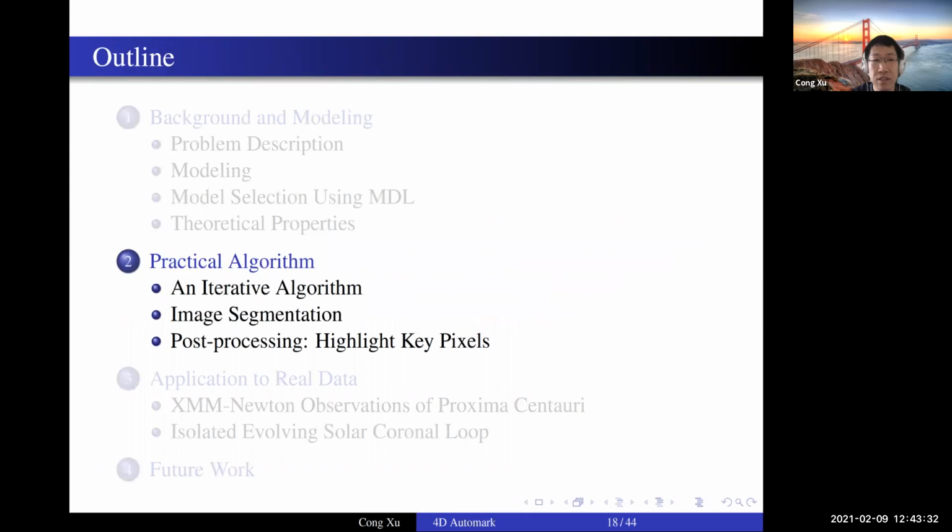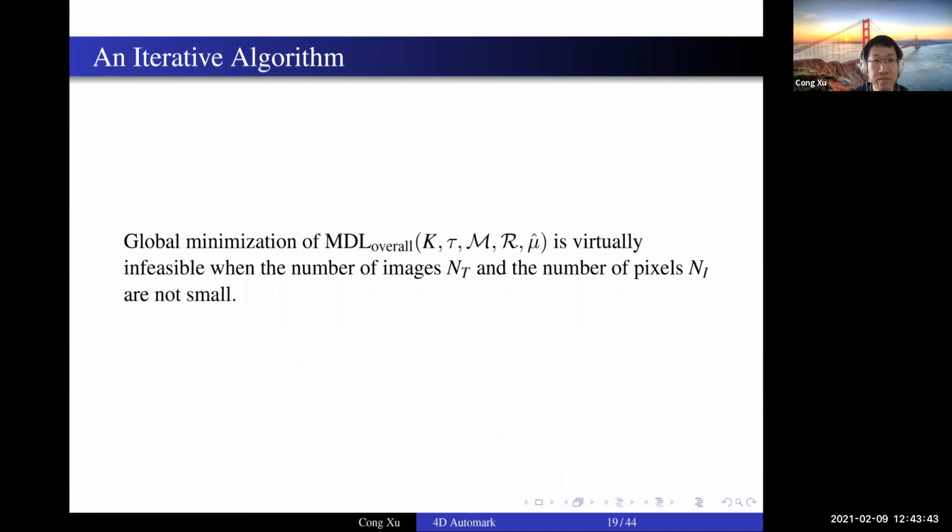So right now we are just going to talk about the practical algorithm: how, in practice, could we minimize the MDL and find the corresponding model. The global minimization of MDL is virtually infeasible because there are many possible models. We need to determine the change points and also the partitioning for different time intervals. So the global minimization is like a combinatorial problem. It's just impossible to get a global minimization, especially when the number of images and the number of pixels are not small.